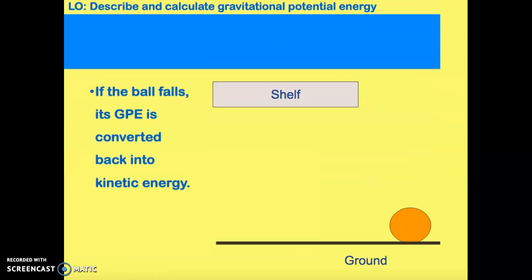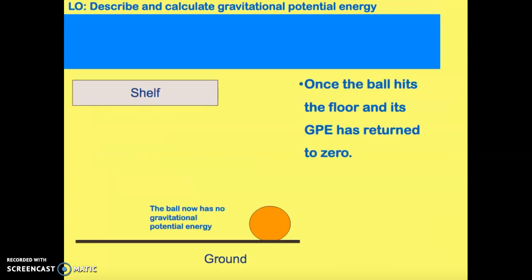So if the ball falls off the shelf, as it falls, that gravitational potential energy is going to be converted back to kinetic energy. Because don't forget, kinetic energy is moving energy, okay? It means movement. So if the ball is moving to get back to the ground, all that energy that you had stored up on the shelf has now changed back into kinetic energy. Once the ball hits the floor, the gravitational potential energy is going to have turned back into zero, okay? Because it's now back touching the surface of the ground again.